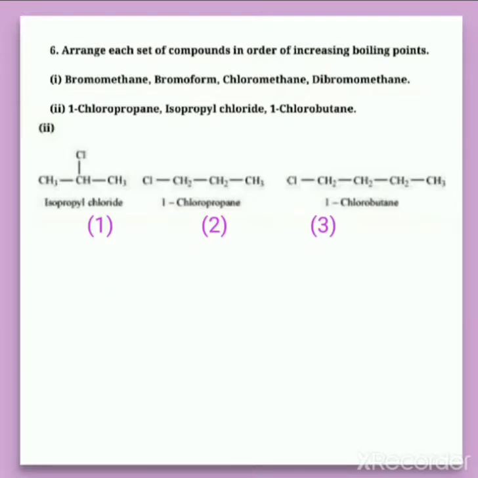Whenever you are dealing with such type of question, first of all make the structures, count the number of carbon, nitrogen, oxygen, whatever is present in the molecule, and the number of halogen atoms. First of all, compare the mass: whichever has greater mass will have the greater boiling point. If the mass is the same, you need to compare whether any branching is there or not. If branching increases, boiling point decreases.